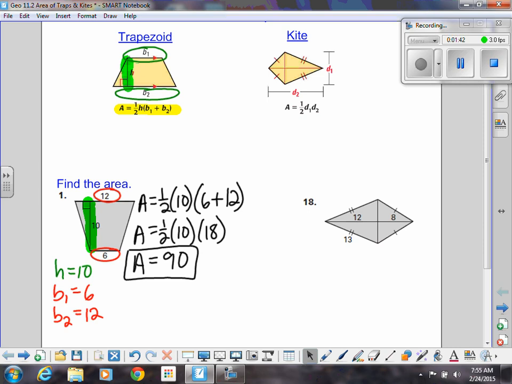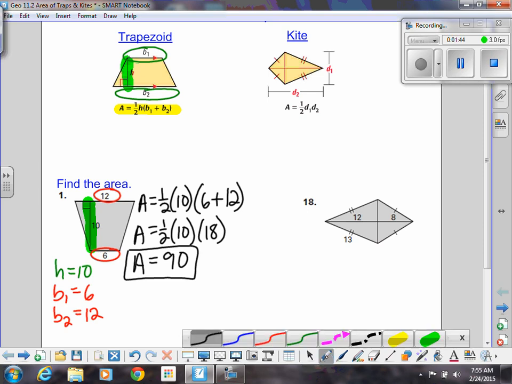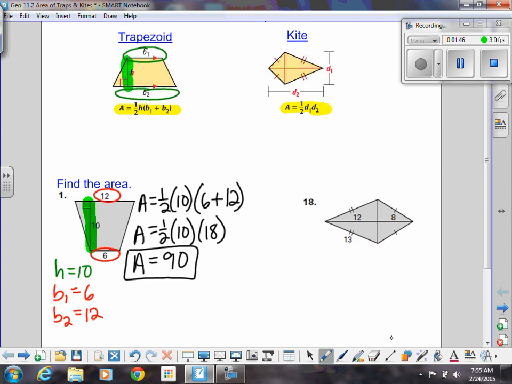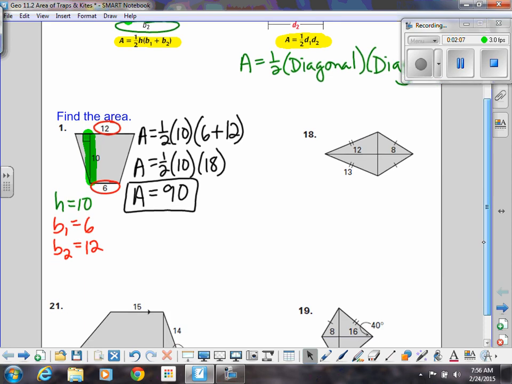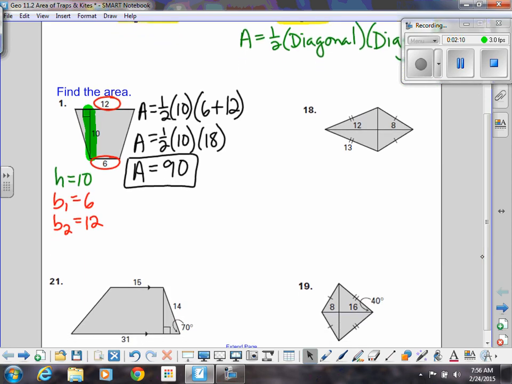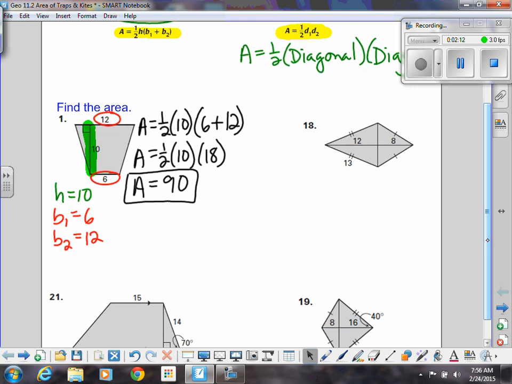Now for the area of a kite, it's going to look pretty familiar. This looks like the area of a rhombus that we did in our last video. So the D1 and D2 are simply diagonals. So I'm going to have 1/2 times one diagonal times the other. So we've already done rhombus ones that are simple like that. What we're going to do is make these a little bit harder because we're going to have to find a little more information in order to solve for the area.